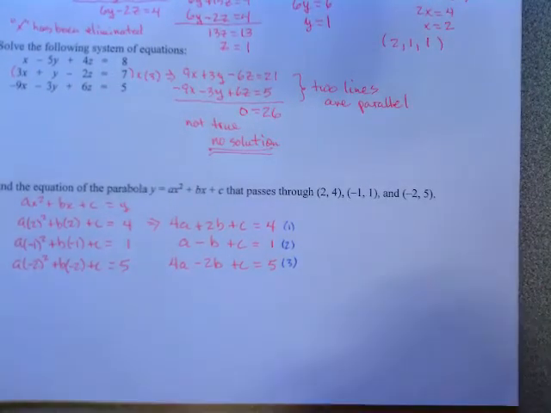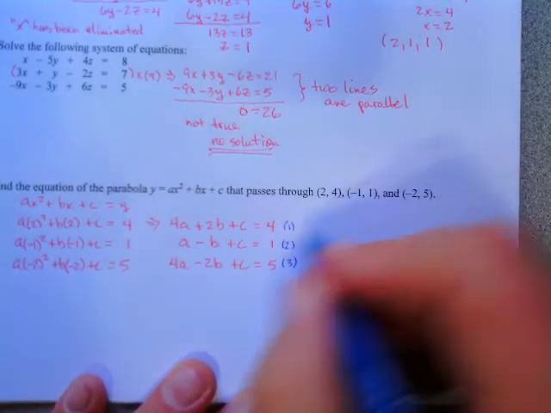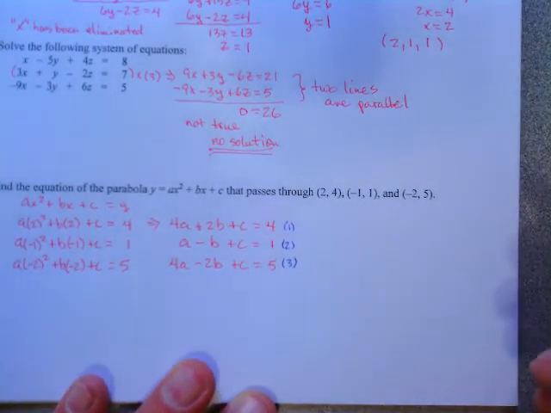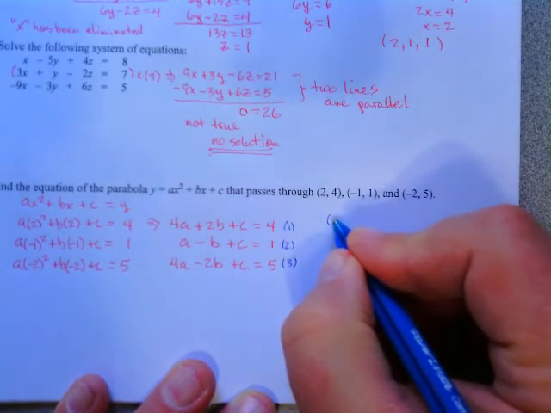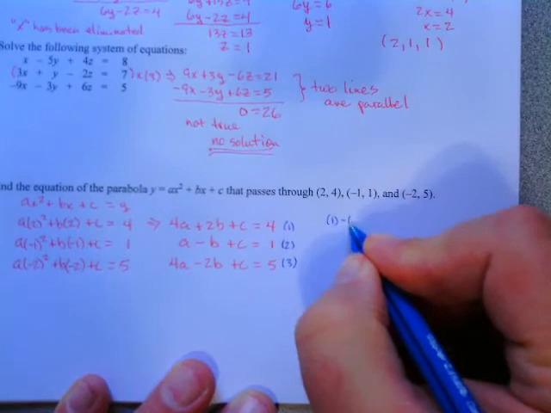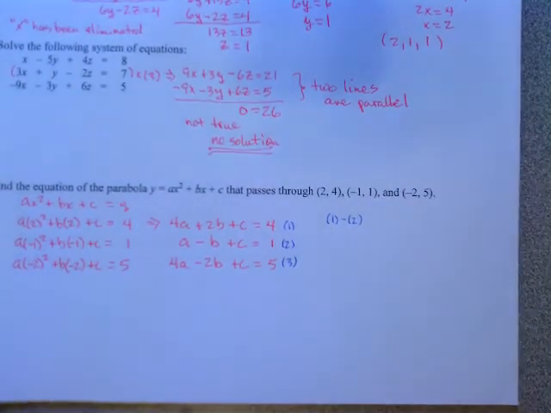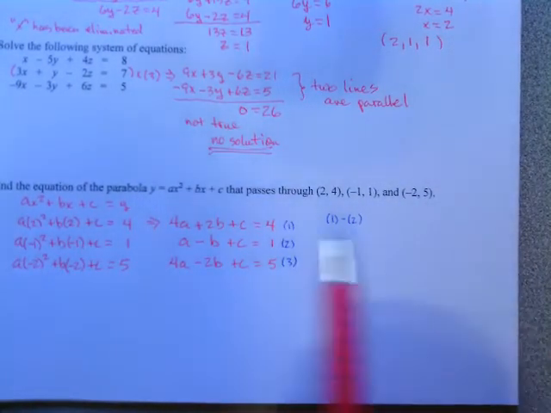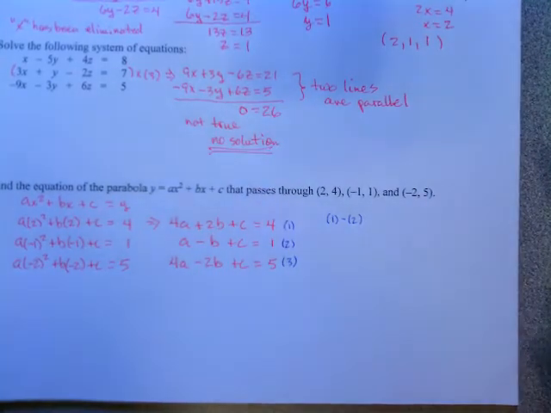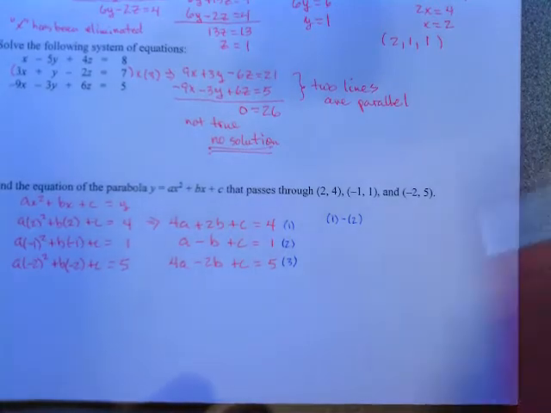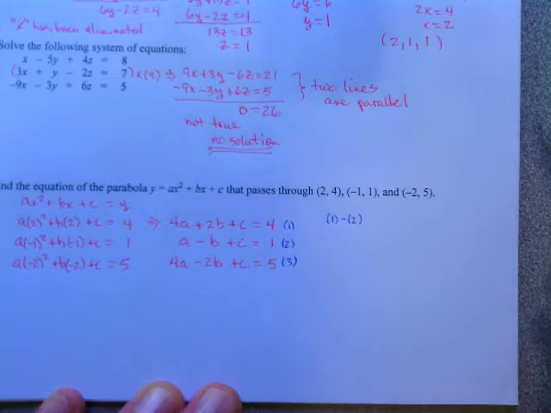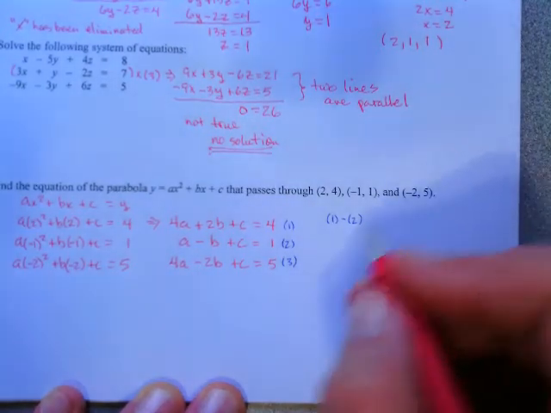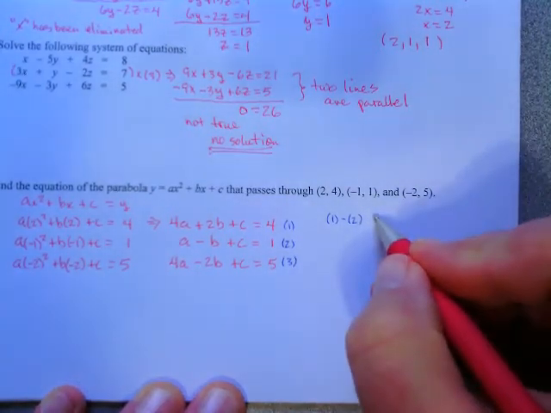And so first, since they all have the same c, let's get rid of c first. And so I'm going to do equation 1 subtract equation 2. Now if you want, you can always think of this as multiplying equation 2 times -1 and then adding it to equation 1. And so we'll just go ahead and write those out.